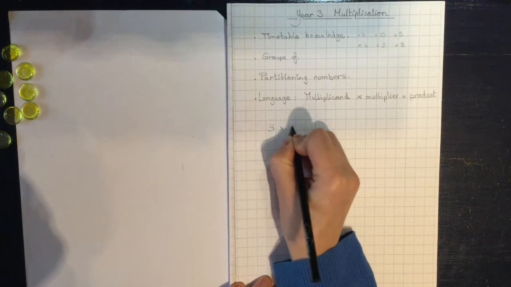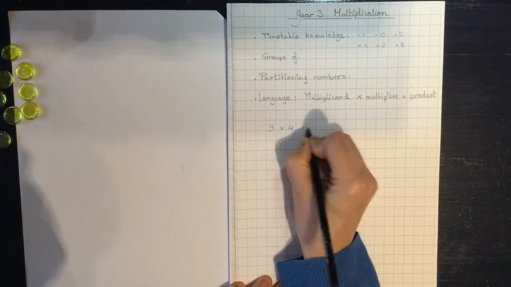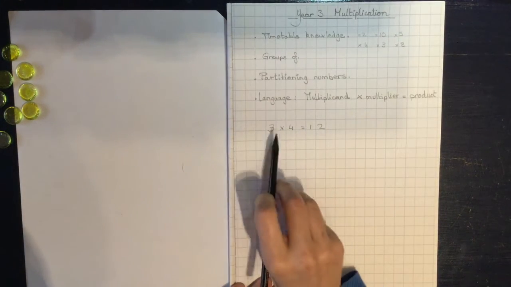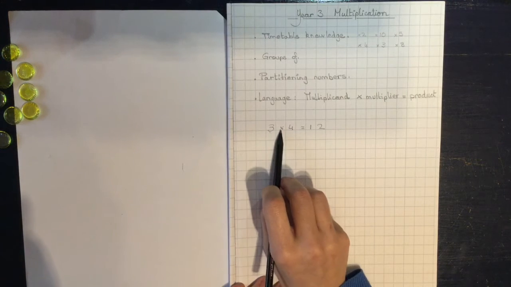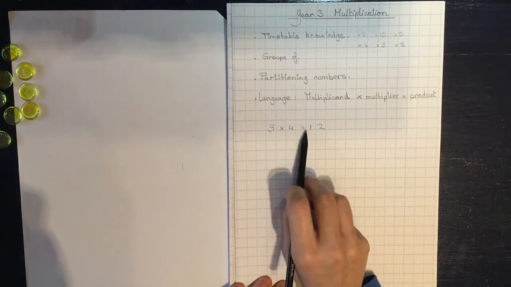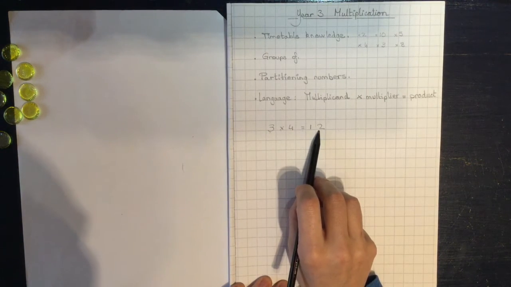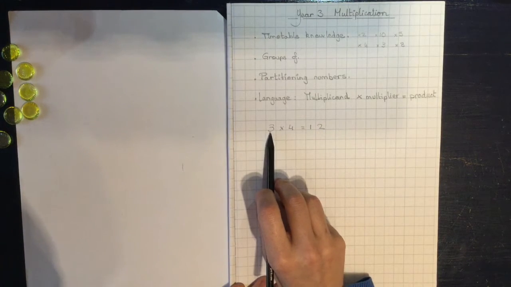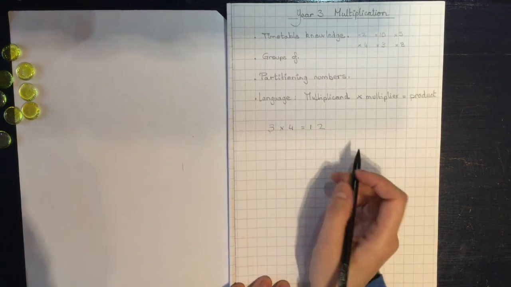3 times 4 equals 12. This is the multiplicand times the multiplier equals the product.